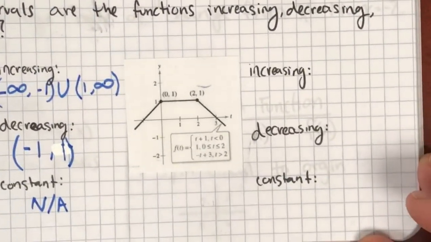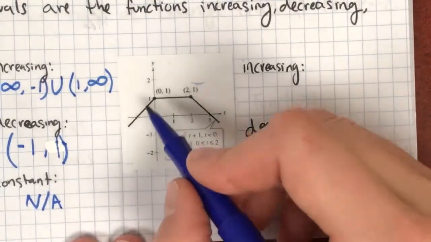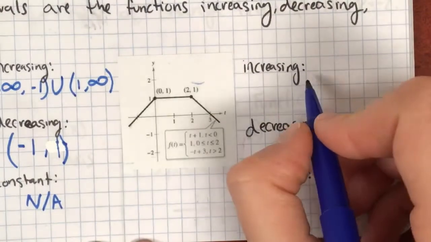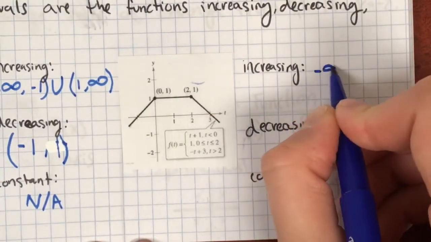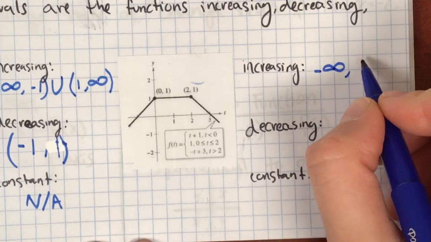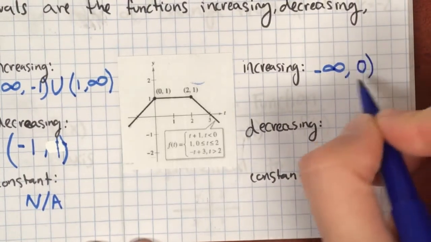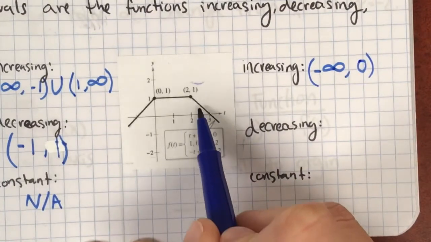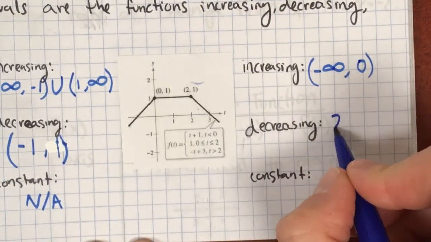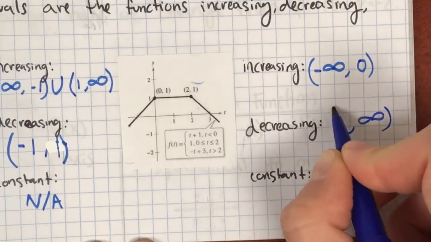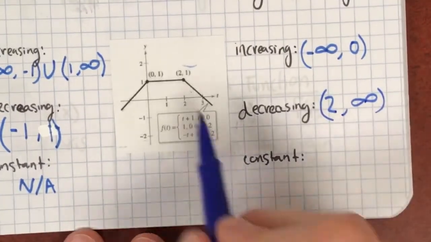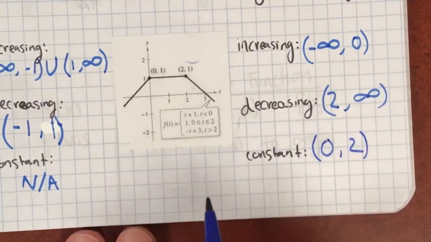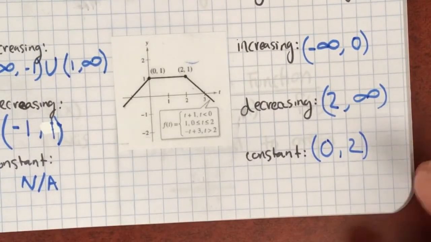Okay, looking at our next problem. Increasing, that would be this first section. And this would be from -infinity to 0. It's decreasing right along this side, so that would be from 2 to infinity. And constant right here in the middle, it's constant from 0 to 2. Okay, and again, we're looking at just our x values.